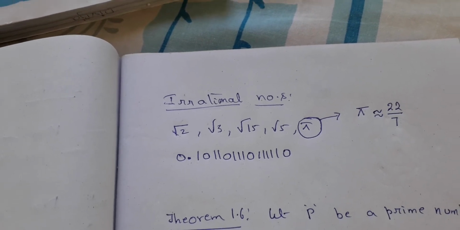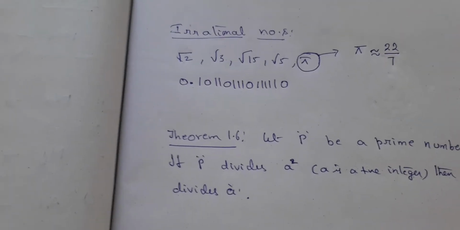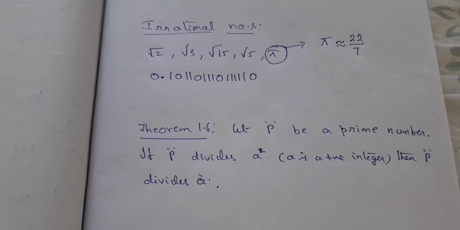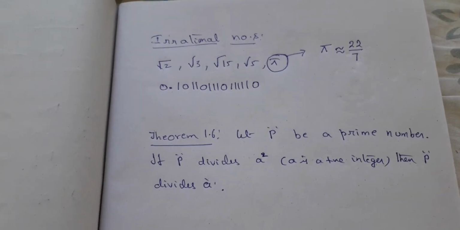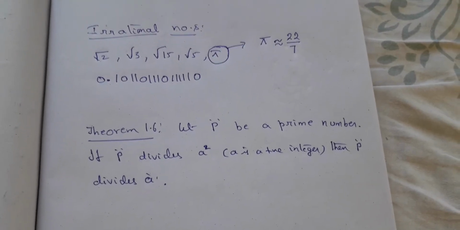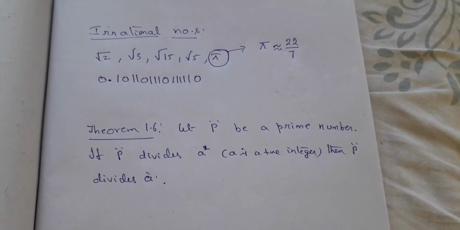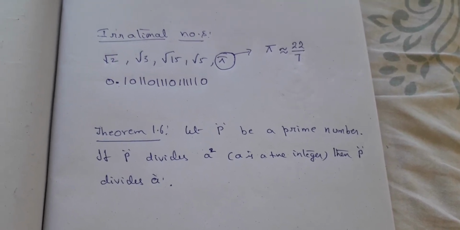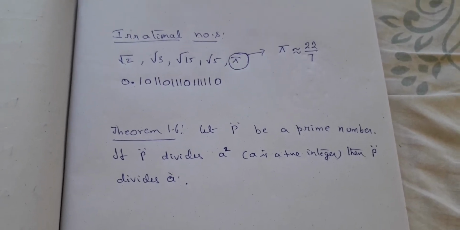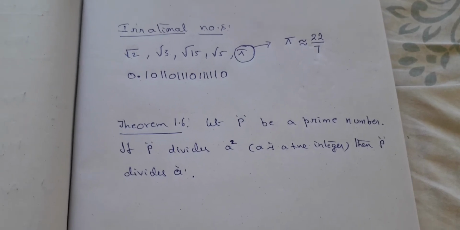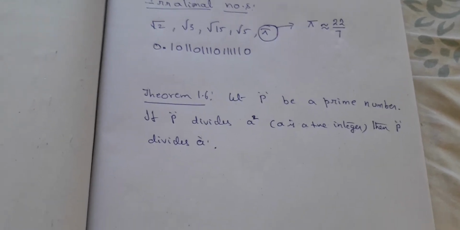Clear? Right. Now we have a theorem based on which we are going to prove a few things to be irrational. So what is this theorem? Theorem 1.6. What does it state? Let p be a prime number. Suppose a is a positive integer and p is a prime number which divides a square, then p also divides a. This is what we are going to prove as well as discuss.